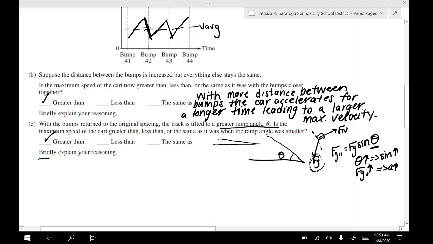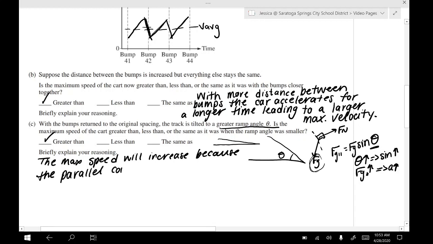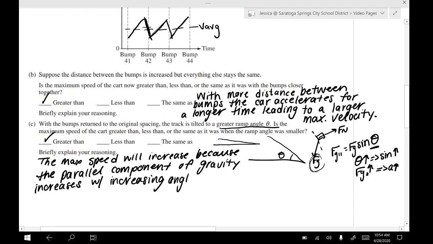So briefly explain your reasoning. So the max speed will increase because the parallel component of gravity increases with increasing angle, leading to greater acceleration. Okay, and greater acceleration leads to more speed.